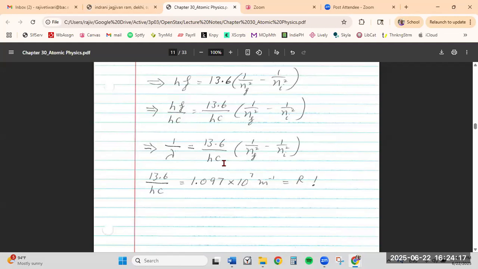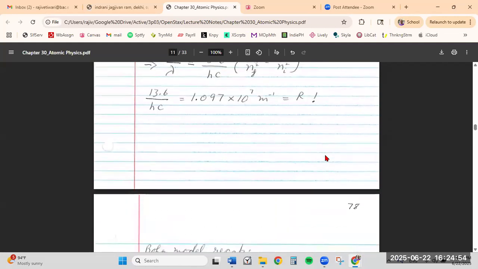And this constant, 13.6 over hc, if you plug in the values of Planck's constant and the speed of light, has a value which is exactly equal to the Rydberg constant. And you can see structurally that this equation that Bohr derived is identical to the Rydberg equation. So that finally provides a theoretical foundation to an equation which was initially derived based on experimental observations without any underlying theory.